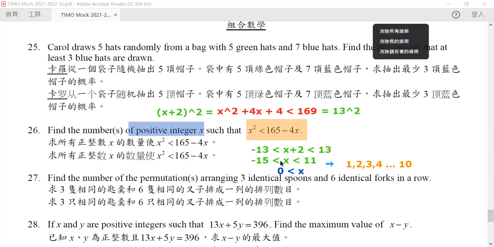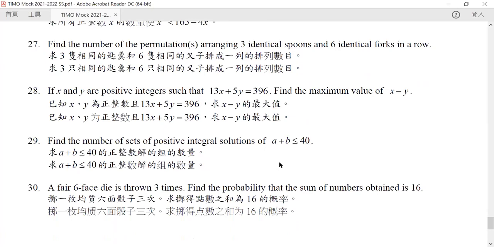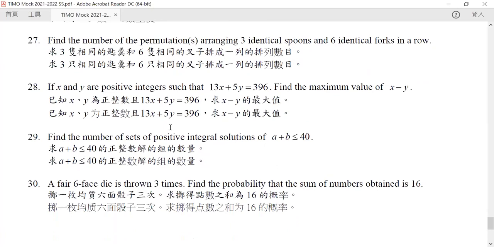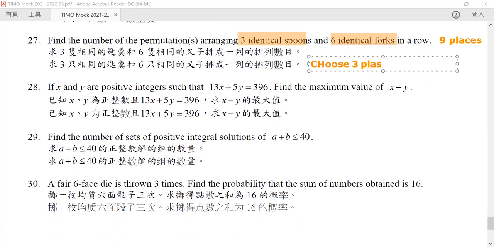So for question 27, now question 27 is actually very, very simple. All you need to do is to recognize what it means. We have three identical spoons and 6 identical forks in a row. So that means that there are 9 places in here. All we need to do is choose 3 places from our 9 places to place our spoons, right?